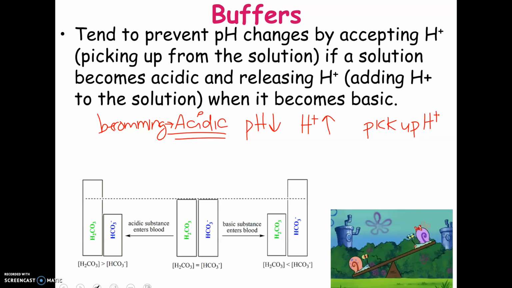What's that going to do? Well, if it picks up the extra hydrogens, it's going to counteract the acidic solution and bring it back towards neutral again. Now, it doesn't always have to go to neutral, but that's the idea.